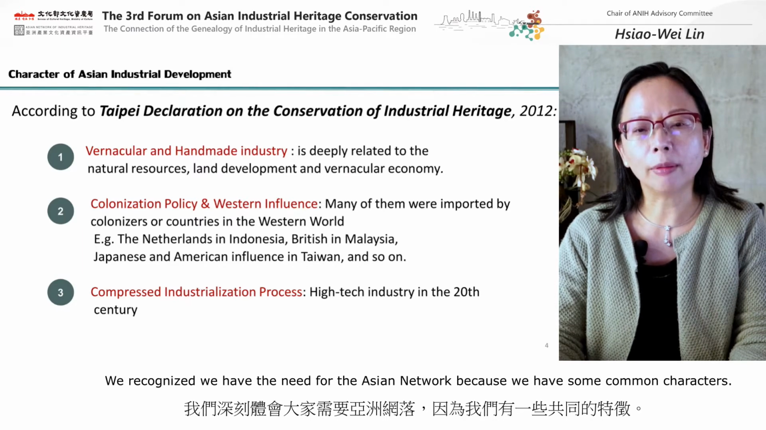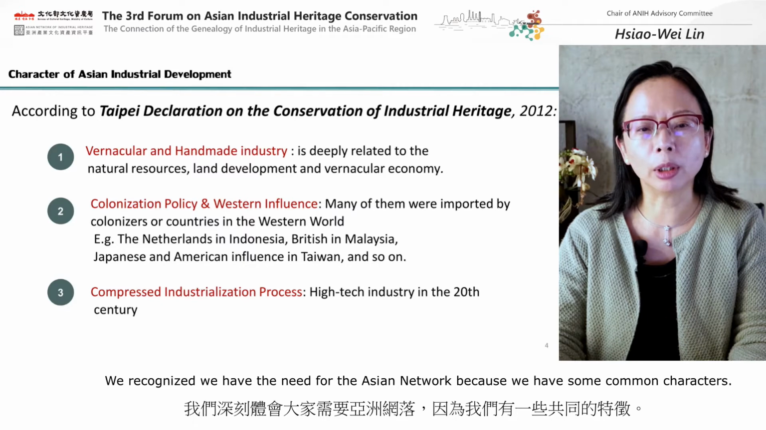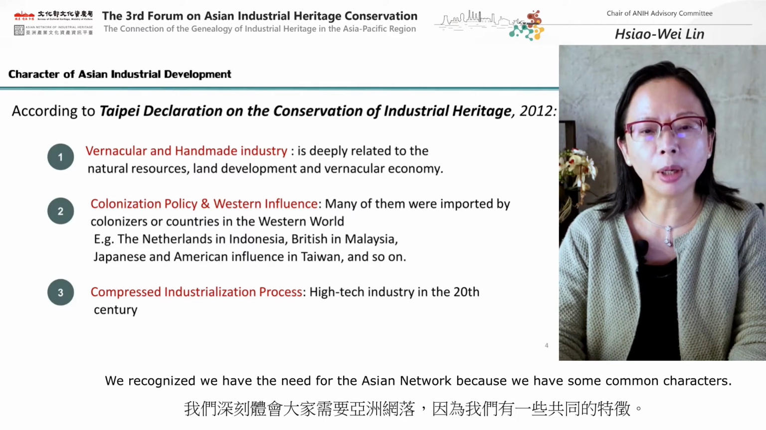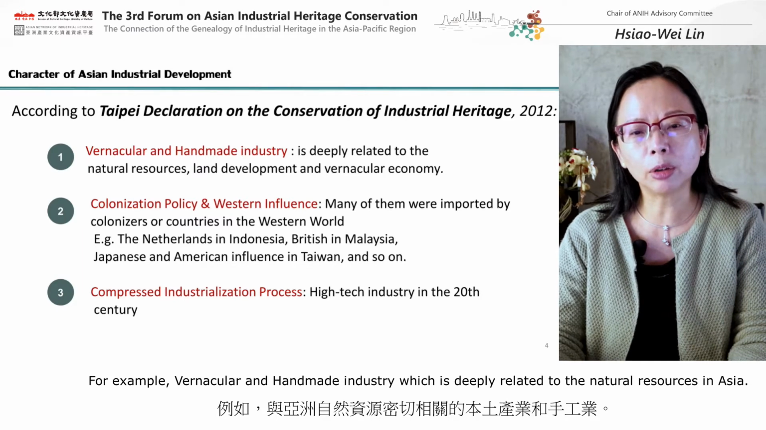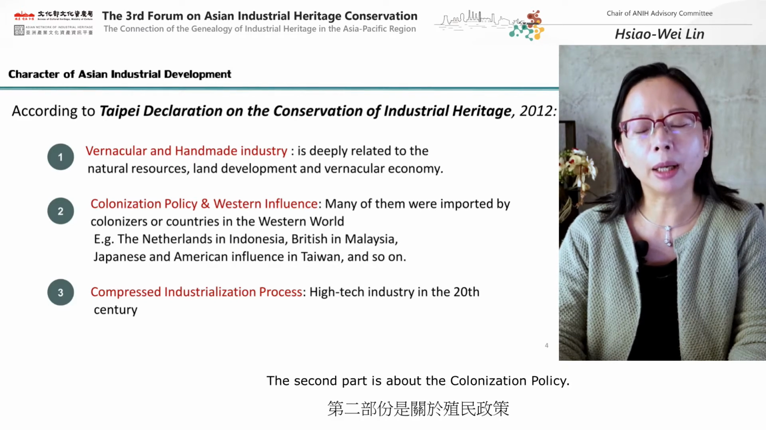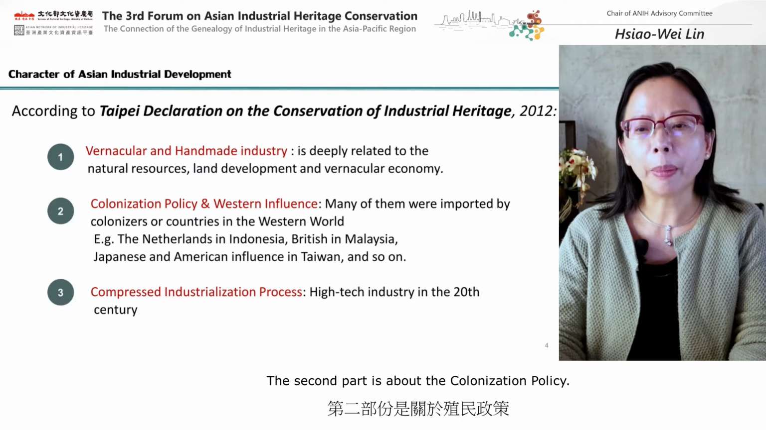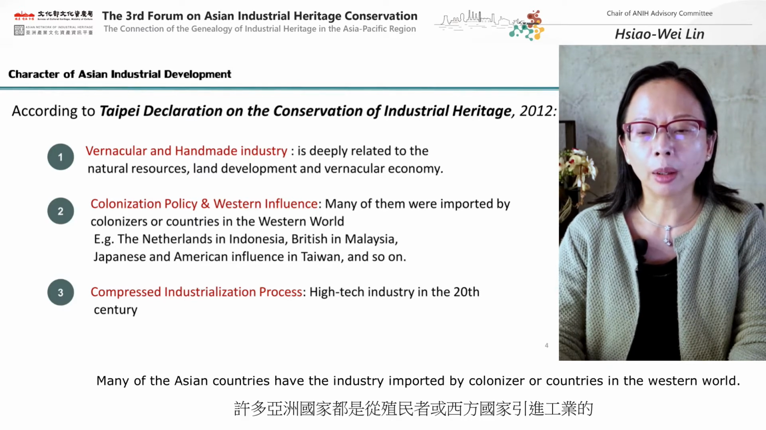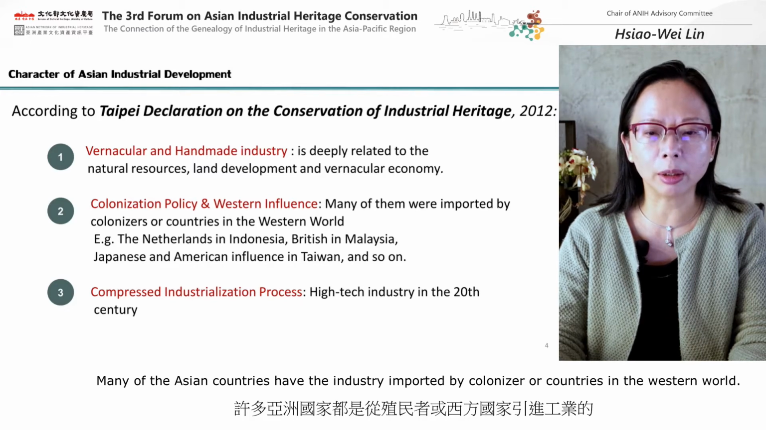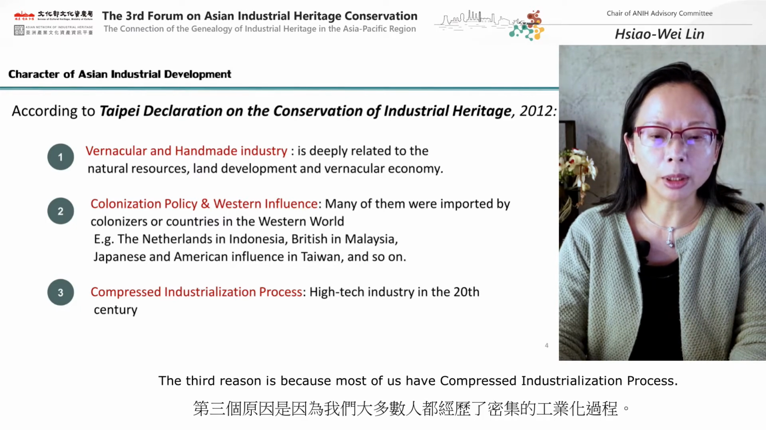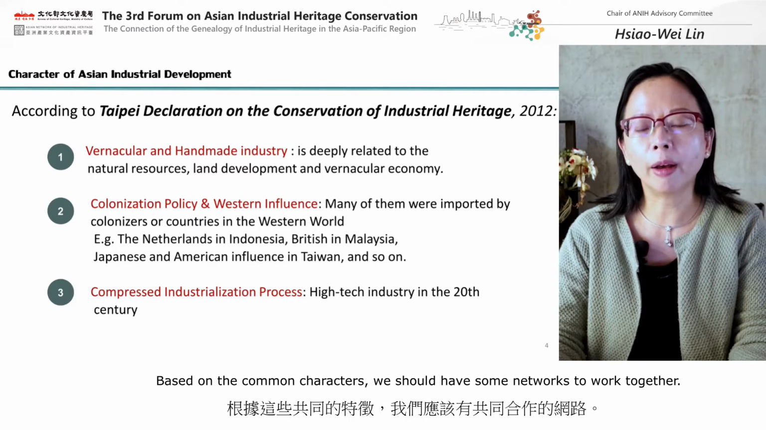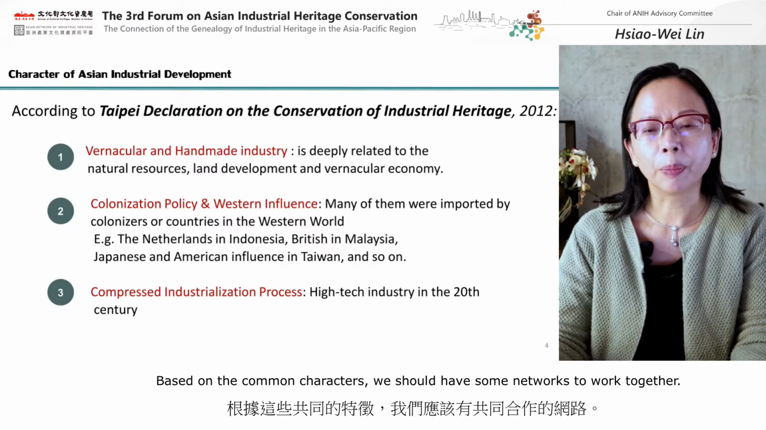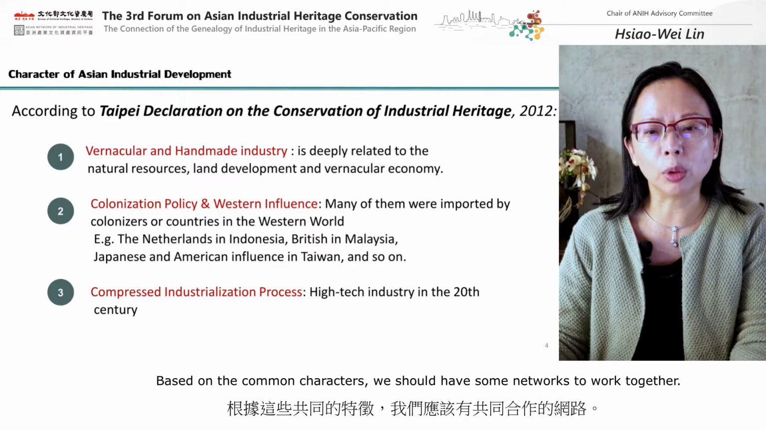We recognize that we have the need for the Asia network. It's because we have some common characteristics. For example, vernacular and handmade industry, which is deeply related to the natural resources in Asia. The second part is about the colonization policy. Many of our Asian countries have industry imported by colonizers or countries in the Western world. The third reason is because most of us have a compressed industrialization process. Therefore, based on these common characteristics, we should have some network to work together.